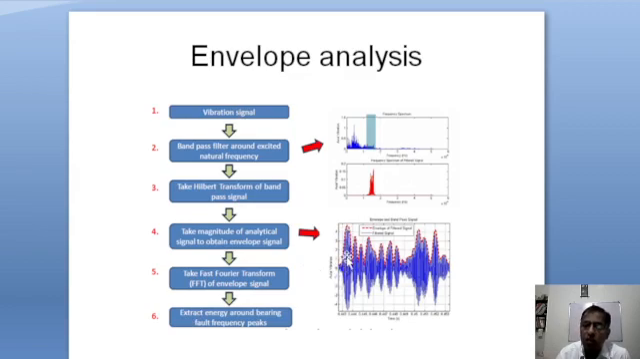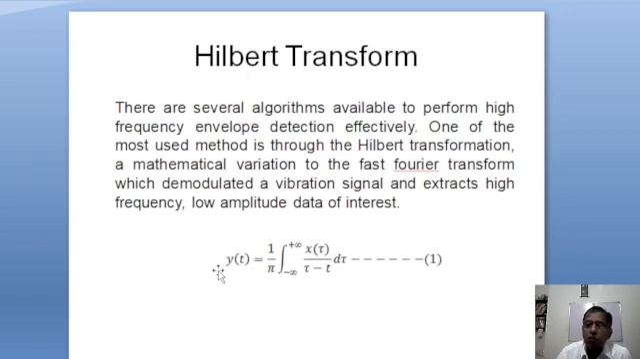So this amplitude modulated signal is enveloped from the outer boundary, and then the frequencies of these envelopes, or the frequencies of these red dot signals, are taken to find out the location of the fault. And for taking the envelopes, the Hilbert transform is used.